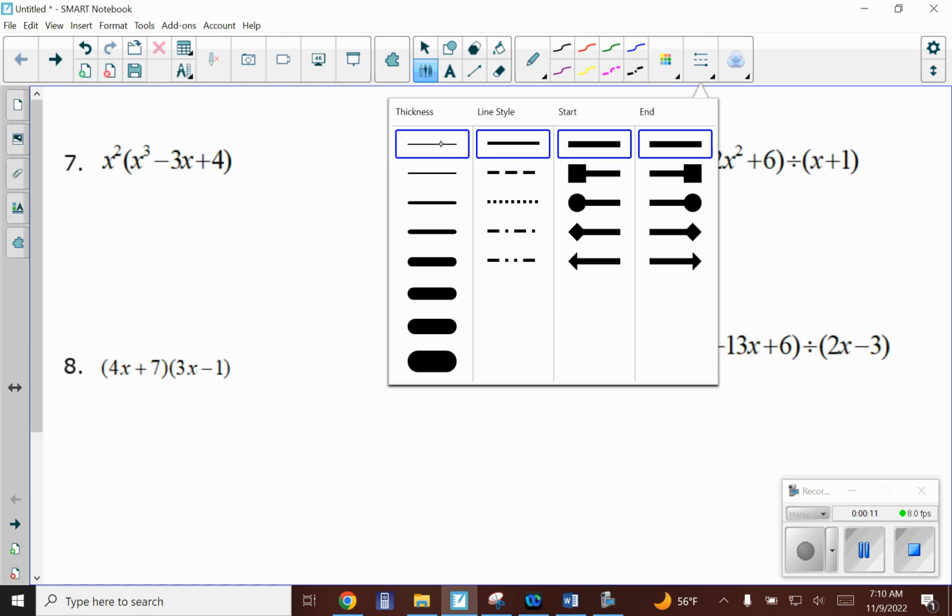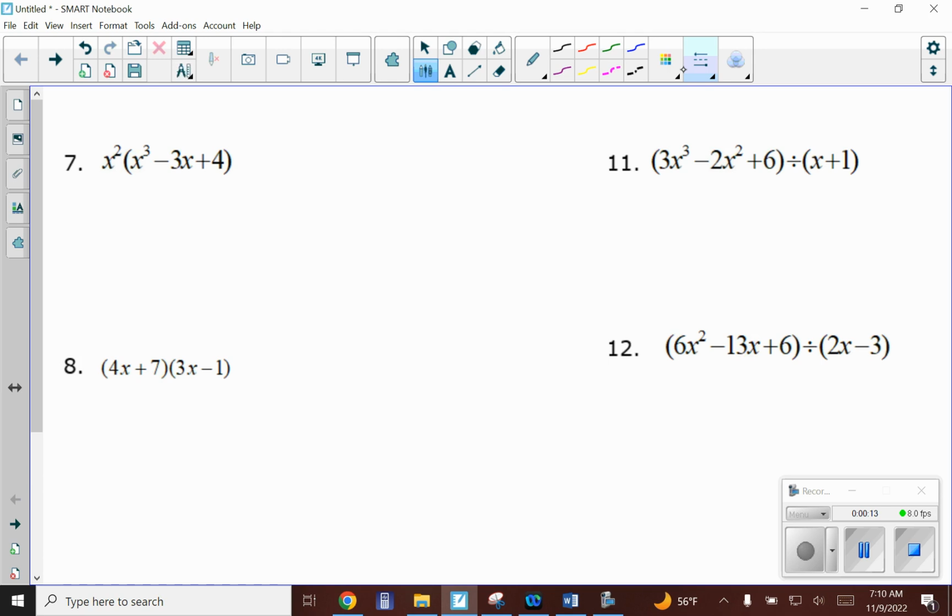So number seven has an x squared out in front. So you're going to have to distribute it to all three terms. The thing about multiplying though is you actually add the exponents. So this is going to give us x to the fifth power minus 3x to the third power. And if you're wondering where the third power came from, it's because this x has a 1 on it. And then you're going to do x squared times 4, which is positive 4x squared. And then that's your answer.